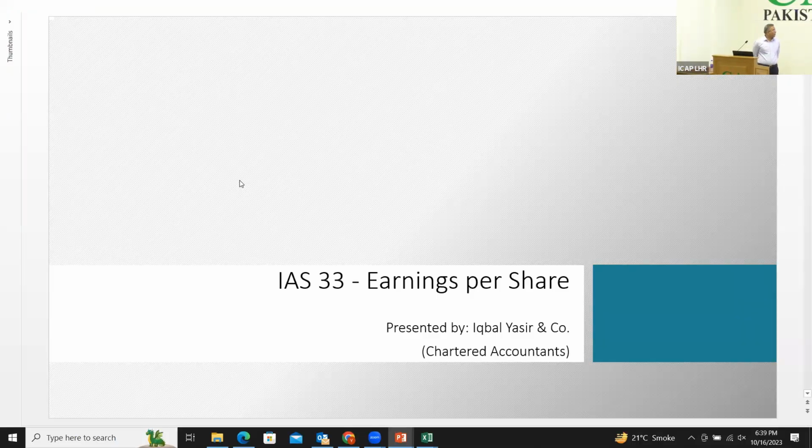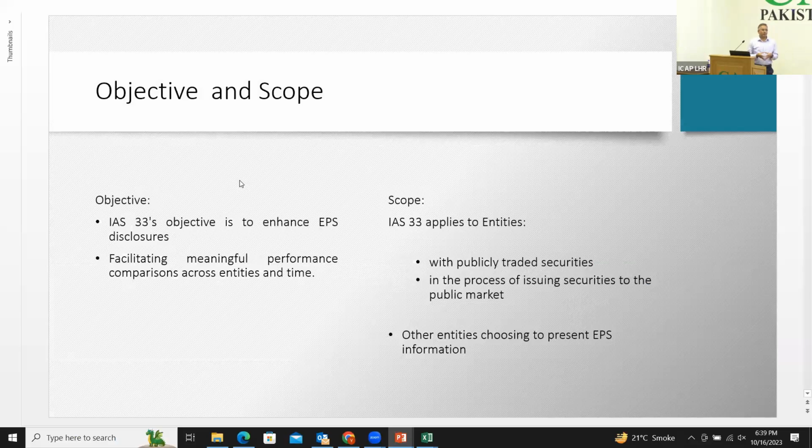Okay, now we are with our last topic, which is earnings per share. First of all, the objective of this IFRS. IAS 33 basically deals with calculation and presentation of earnings per share. And then on what type of entities this standard is applicable: those which are listed or in the process of listing. Then if anyone voluntarily wants to use it, they can.